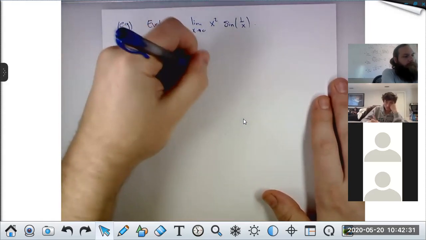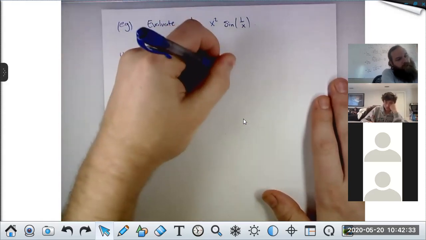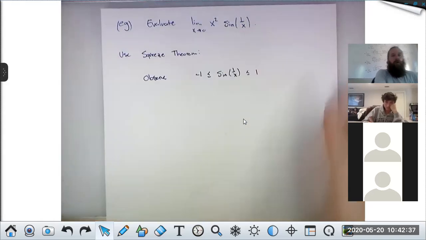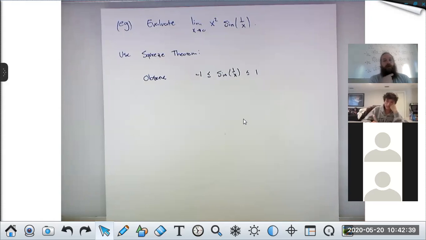that -1 is less than or equal to the sine of 1 over x is less than or equal to 1. Right? The sine function, no matter what you put inside of it, is always bounded between -1 and 1. Remember, the sine function gives the y value on the unit circle, and that unit circle only has y values running between -1 and 1. So no matter what the inside is, the sine of anything is always trapped between -1 and 1.